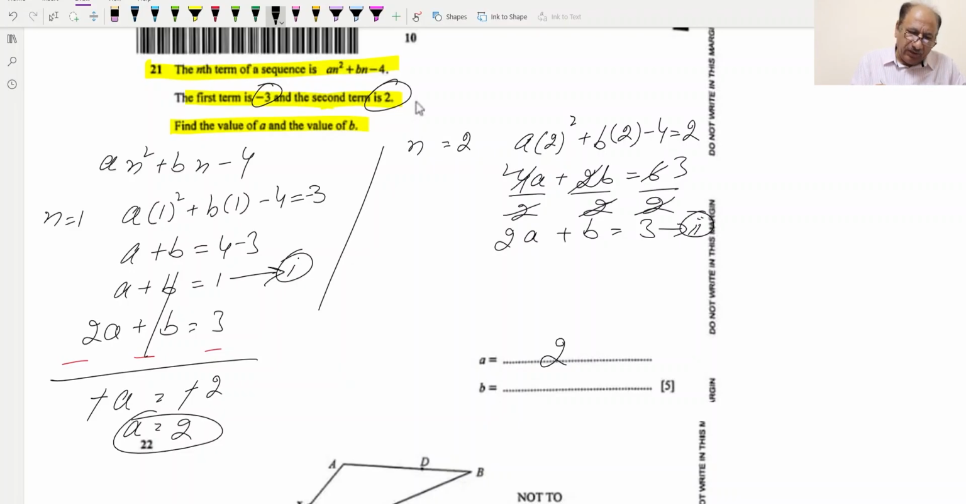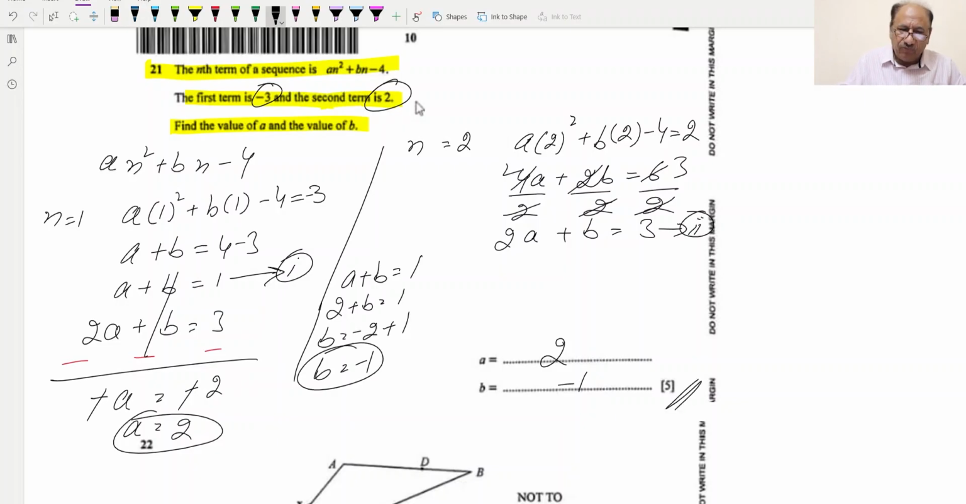To get the b value, we will replace in any of the equations. I am replacing in equation 1, so this will be a plus b is equal to 1, and a is 2 plus b is equal to 1, so b is equal to minus 2 plus 1, so b is equal to minus 1, and this value we will provide over here. And this was a 5-mark question, simultaneous equations, which we have done.